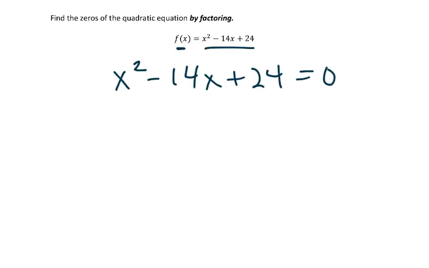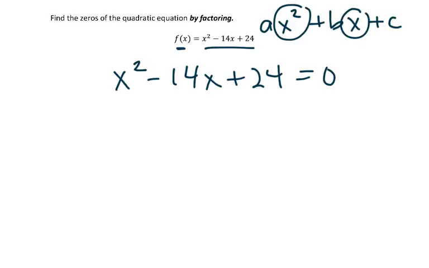And then just as a side note, notice that I am writing this in standard form. So standard form looks like this. What that means is I have put the highest exponent first, then the next highest, and so on. So you always want to start with the x squared term first.